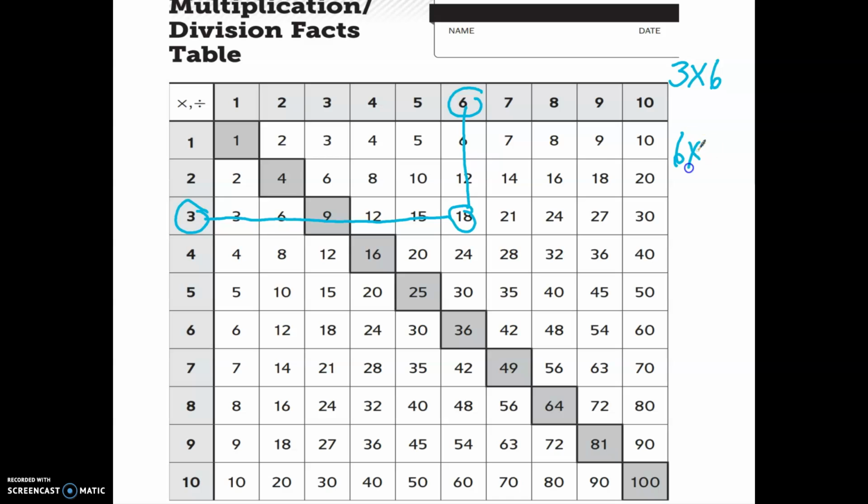Well, let me do my turnaround. 6 times 3, go to 6, go to 3, slide it over, slide it down until it matches, and my answer is still 18. So this is a great tool to use to help you solve multiplication facts.